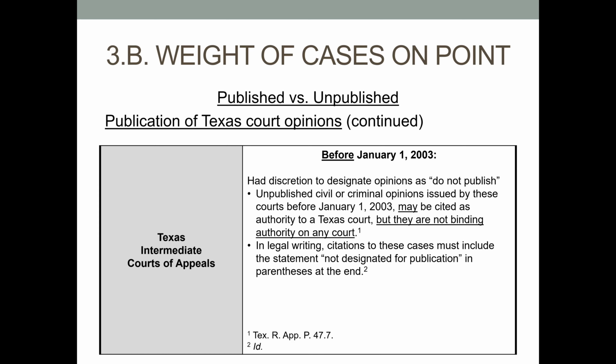Further, if you do cite an unpublished opinion by a Texas Intermediate Court of Appeals that was issued before January 1st of 2003, at the end of your citation to the case, in parentheses, you have to put the phrase not designated for publication so that the reader, for example, the judge, will know that this is a case that cannot be binding authority. At best, it can be persuasive.